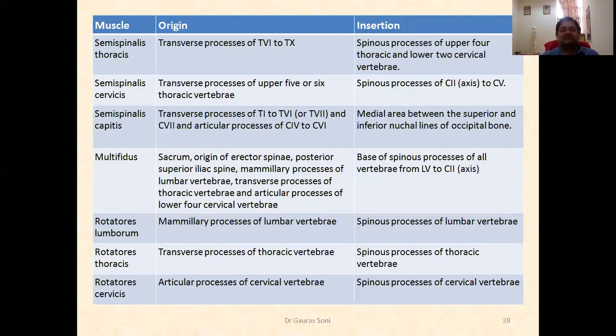Next come rotators. They are also in three parts: lumborum, thoracis, cervicis. Rotatores lumborum start from the mamillary process of the lumbar region and get inserted into the spinous process of lumbar vertebrae. Rotatores thoracis start from the transverse process of thoracic vertebrae and get inserted in the spinous process of thoracic vertebrae. Cervicis goes from the articular process of cervical vertebrae to the spinous process of cervical vertebrae. It means they start from the sides and come to the spinous process. So rotators are very small; they help in rotation of a single vertebra, but they always act together. So this is the third compartment.